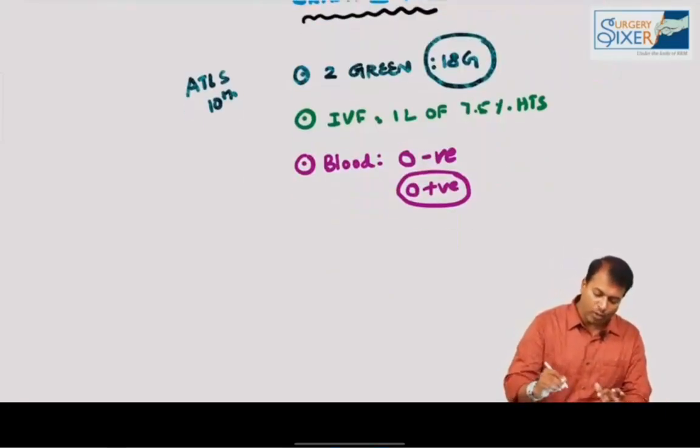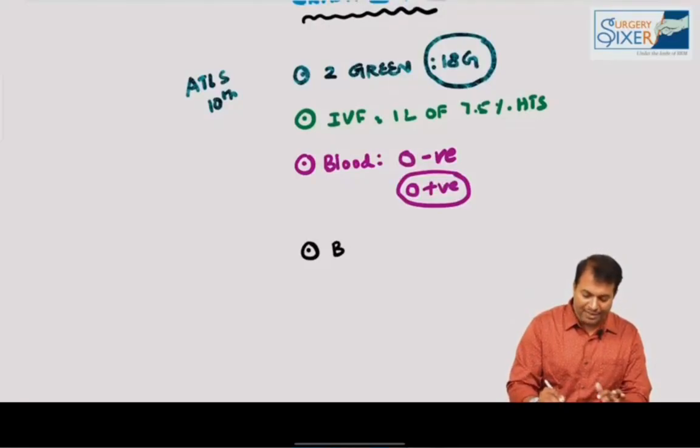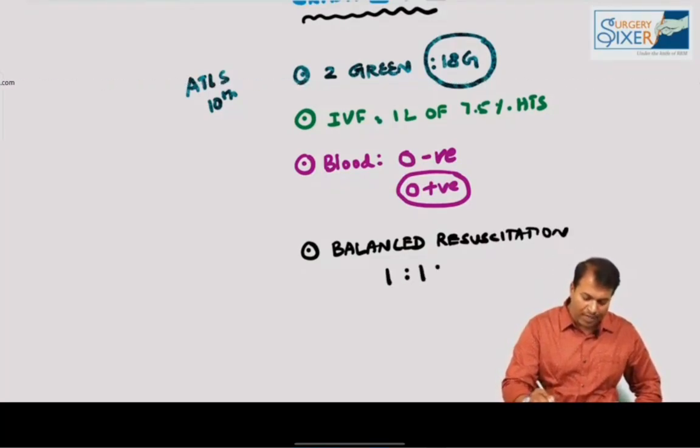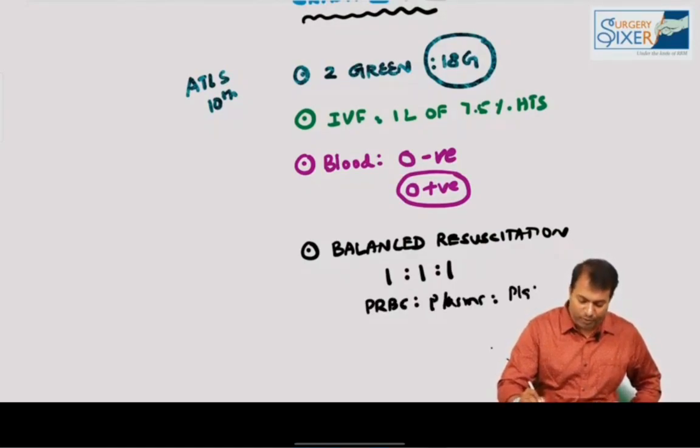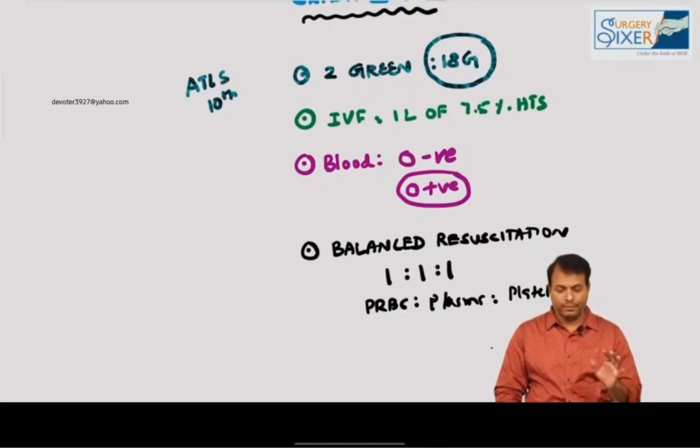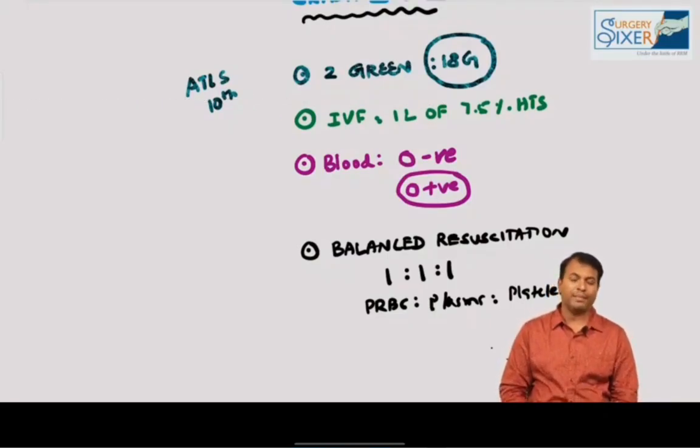There is a new protocol now known as balanced resuscitation. What do we mean by balanced resuscitation in trauma? We don't infuse only blood now. The recent protocol advises we infuse packed red blood cells and fresh frozen plasma in a 1:1 ratio, and 1 more unit of platelets is infused. So for a patient with severe bleeding who comes to hospital, we transfuse 1 unit packed red cells, 1 unit plasma, 1 unit platelets to prevent coagulopathy. This avoids the coagulopathy. This is the latest protocol of balanced resuscitation.